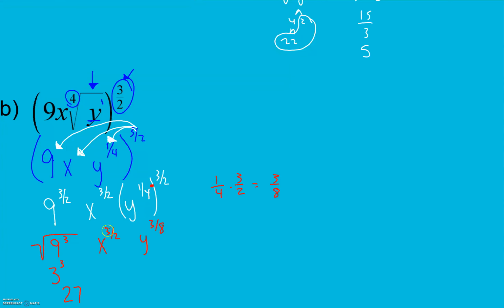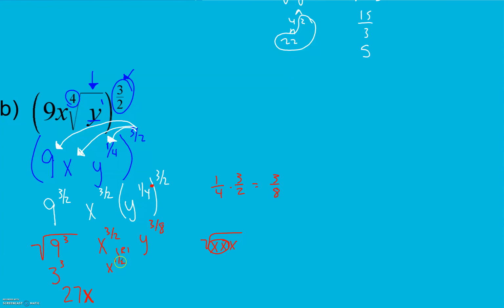I can also, 3 divided by 2 gives me 1, remainder 1. So I have 1 full x outside, and I'm left with 1/2 inside. Okay, 3 over 2 means that I have 3 x's inside a square root. I'm taking out a group of 2 of them as an x right here, and I'm left with 1 left.